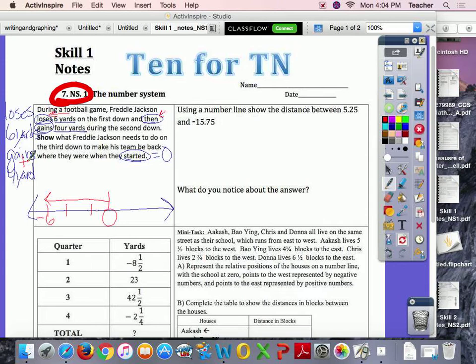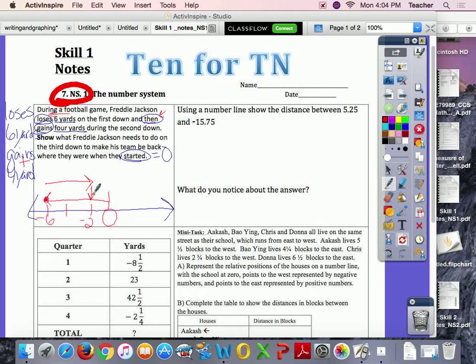Well, think about where the ball is. Right now, they're still at negative 6. So we're going to move up and come backwards because he's gaining 4 yards. So 2, 4. Well, where are they right now on the field? We are at a negative 2.